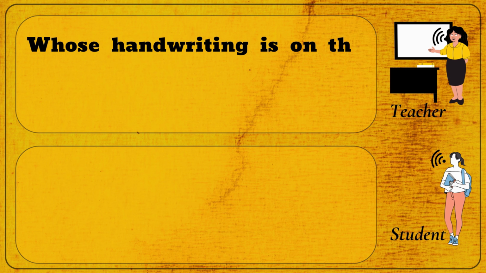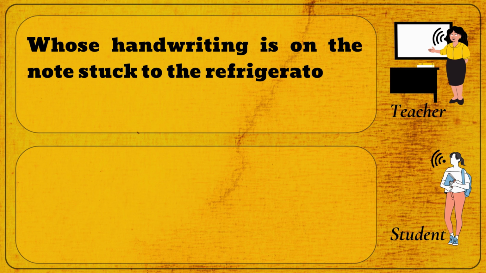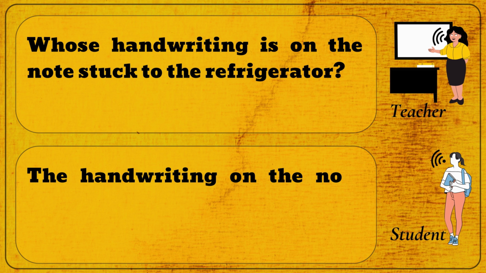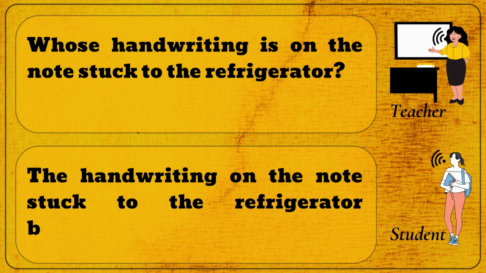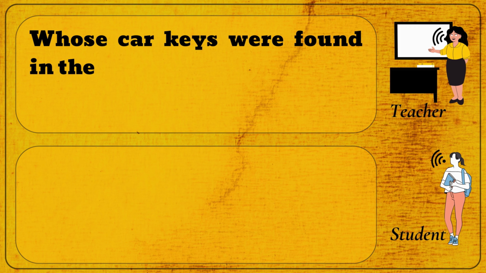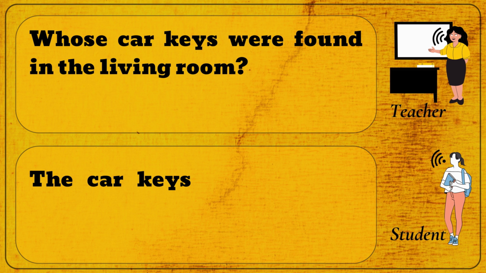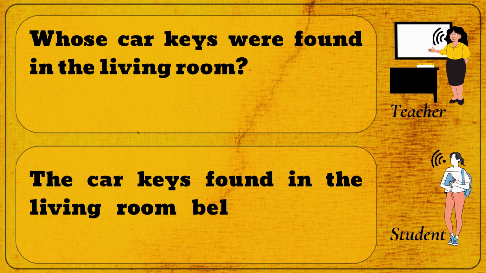Whose handwriting is on the note stuck to the refrigerator? The handwriting on the note stuck to the refrigerator belongs to Mom. Whose car keys were found in the living room? The car keys found in the living room belong to my brother.